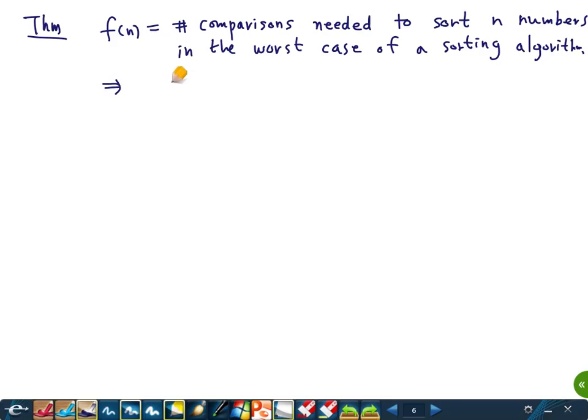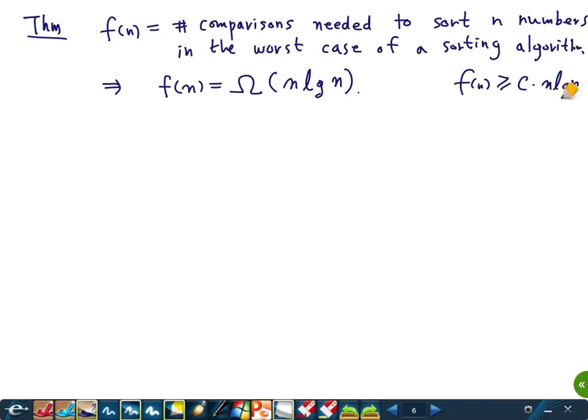Then we say that f(n) is omega of n log n. Omega means big O and big theta, right? Big O. Oh no, it's not. Theta is the exact number. This means f(n) must be at least of order of this number. This is like f(n) is greater than or equal to C times n log n. It must be at least as big as this number. So you cannot find an algorithm that compares less than this number. So we need at least this amount of comparisons.